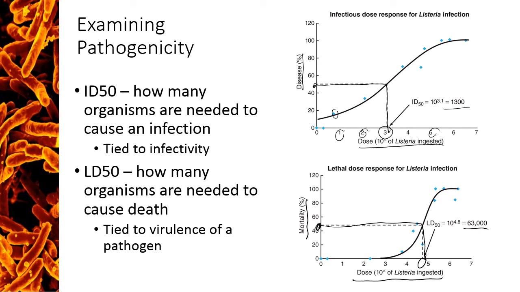When we look at pathogens, they can fall on all different ranges. So you can have pathogens that have low infectivity and high virulence. You can have ones that have low virulence and high infectivity, and vice versa.